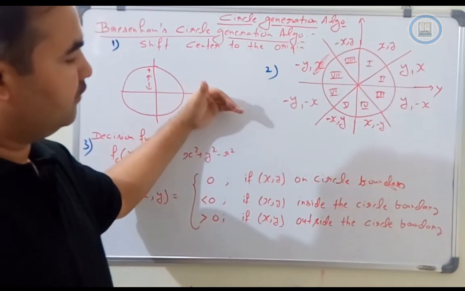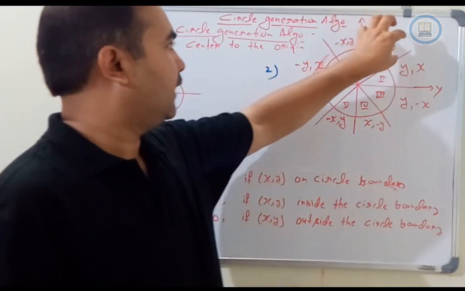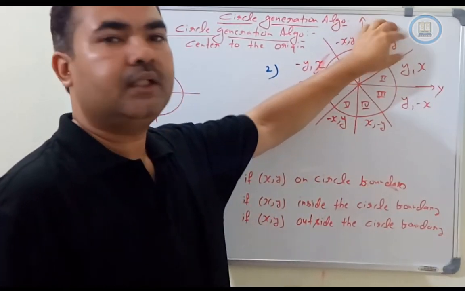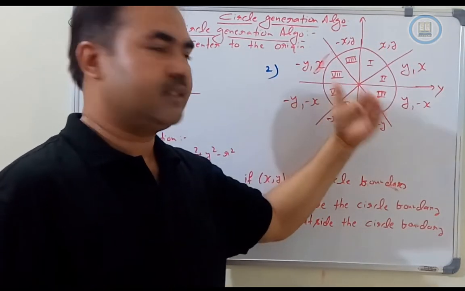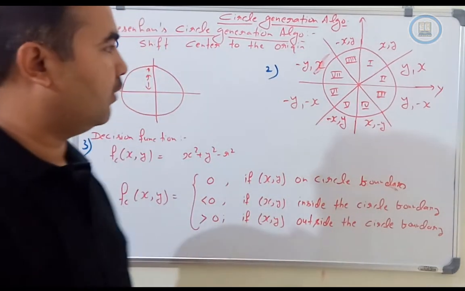So what is the advantage of this one? There is no need to go for further calculation; just calculate the pixel only for the one symmetry and replicate these pixel values with the help of symmetric values for the different quadrants.